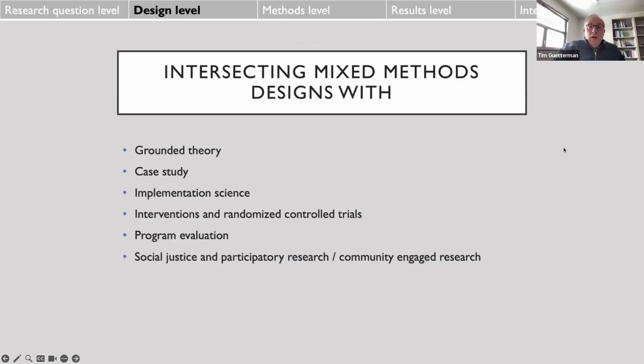We can also think about using those core designs and intersecting it with another design or another approach. These are more complex mixed methods designs, according to the Creswell and Plano Clark terminology. So you might be using mixed methods with grounded theory research or with case study research or with another approach like implementation science or interventions or trials. You could use mixed methods with program evaluation.